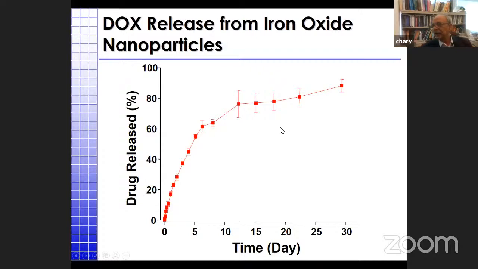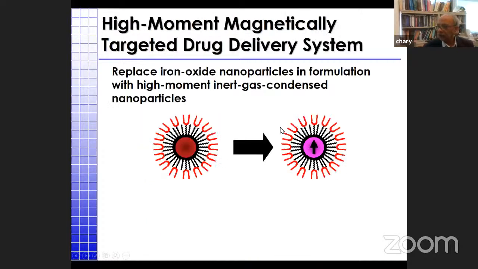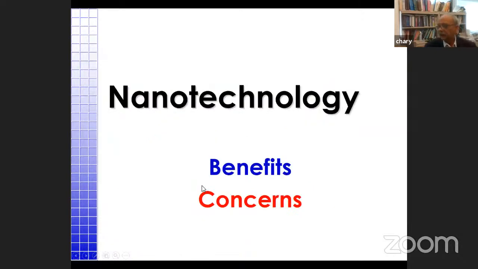So this is an area that is picking up a lot of interest. We can also direct these particles to a particular site of the human body by using external magnets, because of the very strong magnetic moment of the iron particles here.